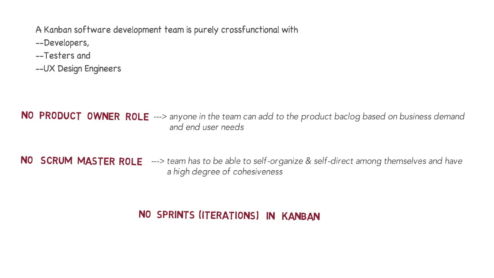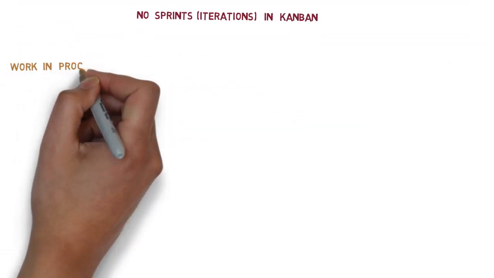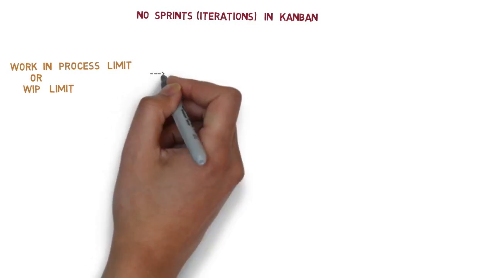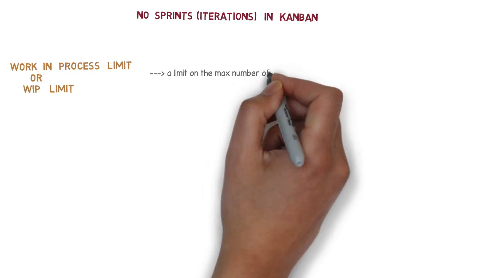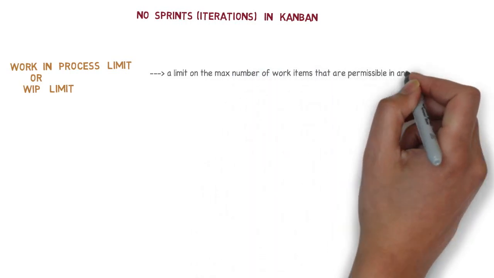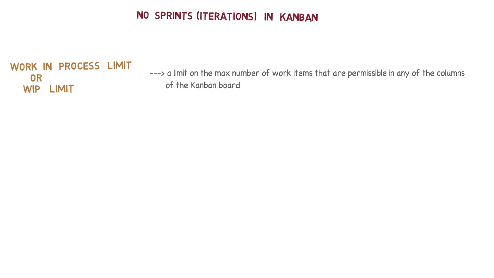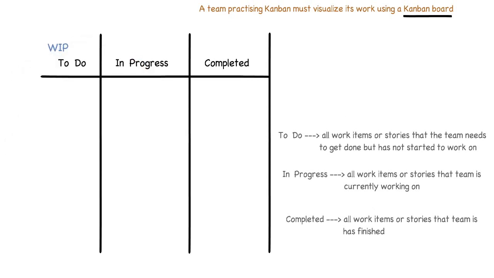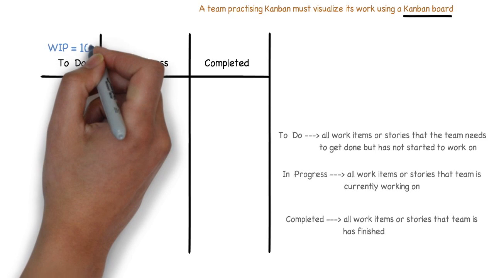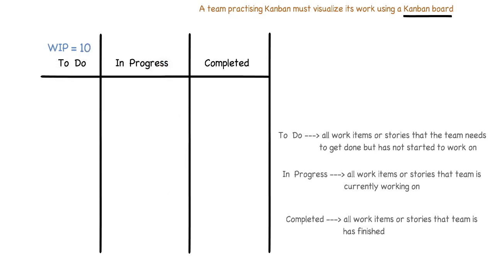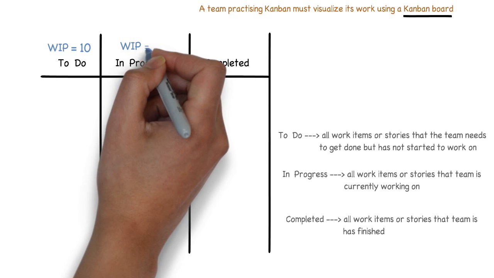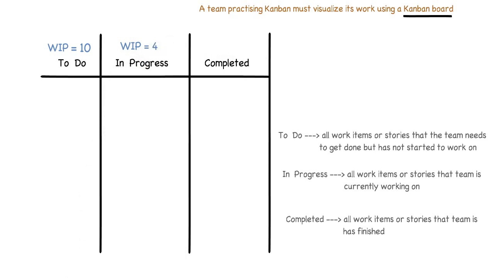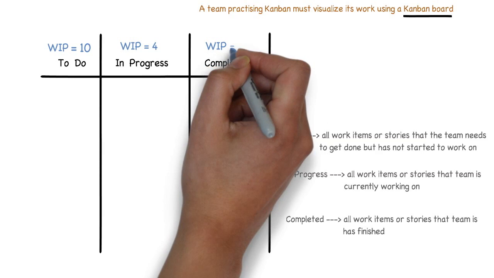Finally, the Kanban process has an important attribute called work in process limit or WIP limit. This attribute requires a Kanban team to choose a limit on the maximum number of work items or user stories that can be allowed in any of the states or columns of their Kanban board. For instance, let's take this Kanban board as an example. Let's say that the team decides to choose a WIP limit of 10 on the not started or the to-do column, a WIP limit of 4 on the in progress column, and a WIP limit of 3 in the completed column.